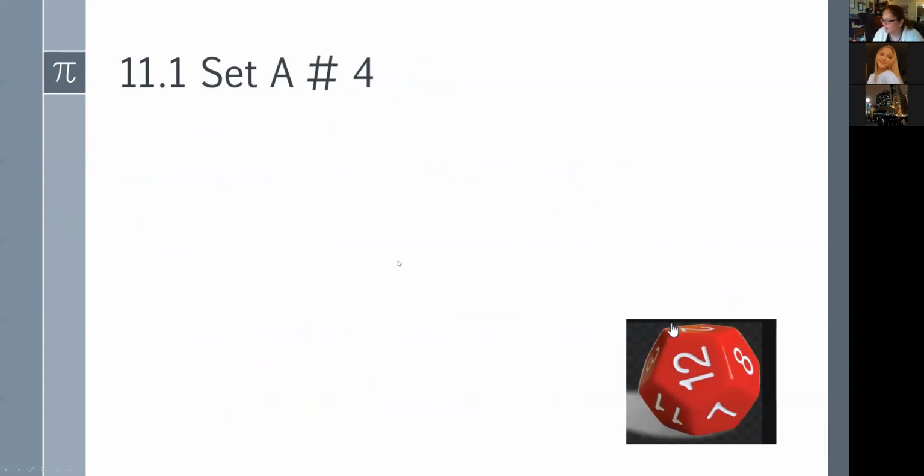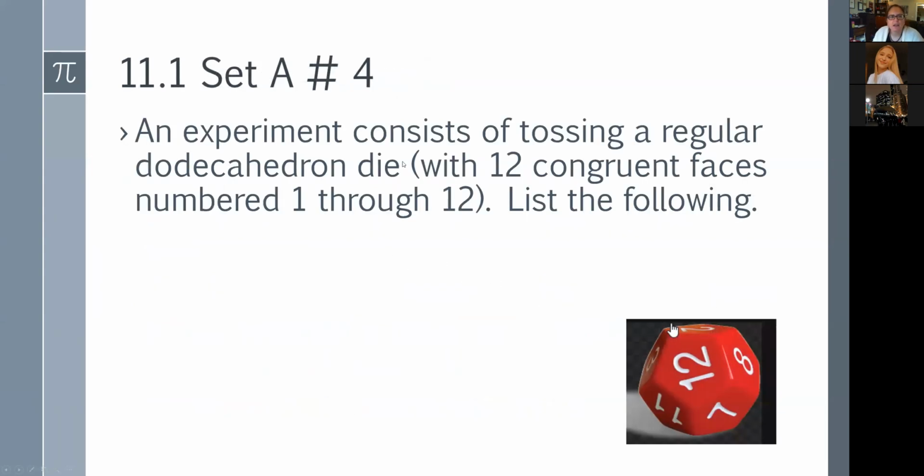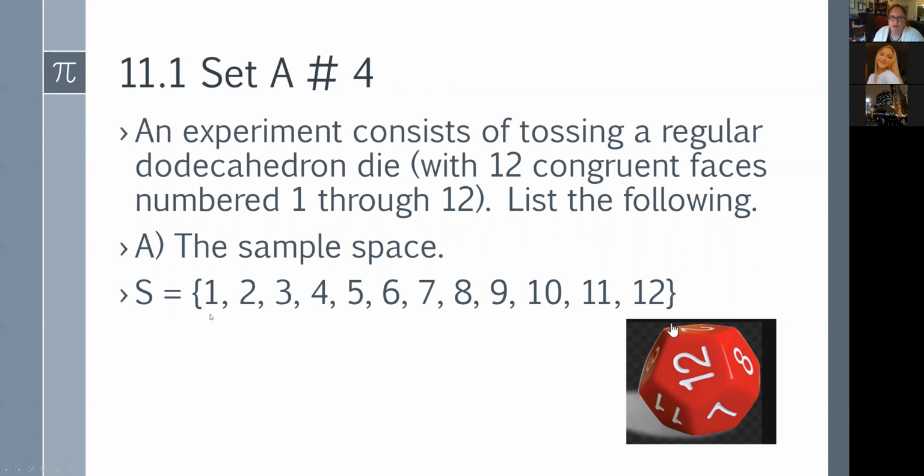Next, we're going to look at problem number 4. It says an experiment consists of tossing a regular dodecahedron die, which has 12 congruent faces numbered 1 through 12. List the following. The sample space. Okay, so the sample space is just all the possible outcomes. And so we could get a 1 or a 2 or a 3, etc., all the way to 12.